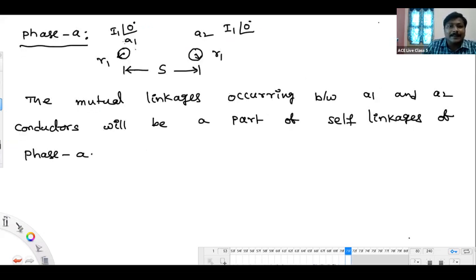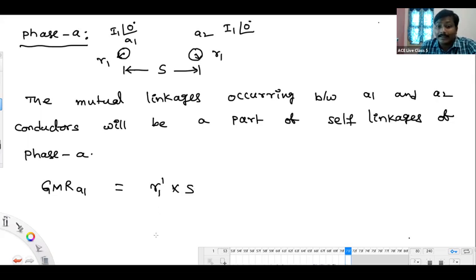So if you want to write GMR of the A1 conductor, or you can say self distance of A1 conductor, first I should consider self distance of A1. In how much distance we get the self linkages of A1? R1 dash, 0.7788 into R1. Next, between A1 and A2, we have a mutual. In how much distance we get the mutual linkages? That also we have to consider in the GMR calculation only, because that is a part of the self linkages. So I can say multiplied with S.